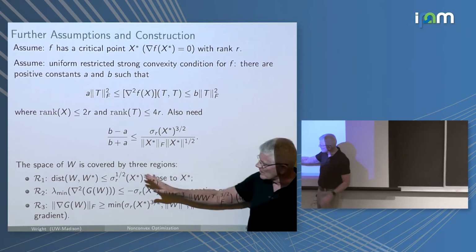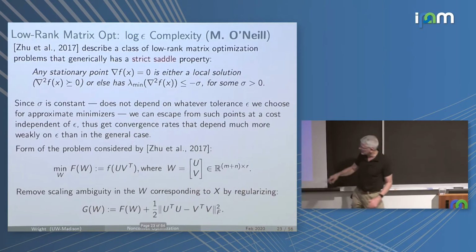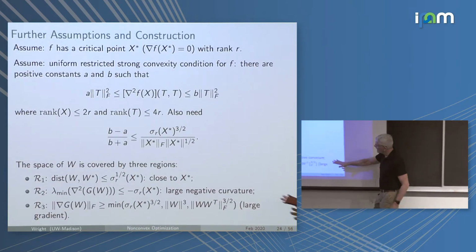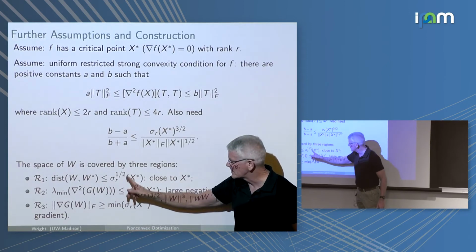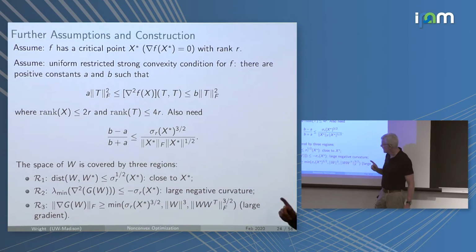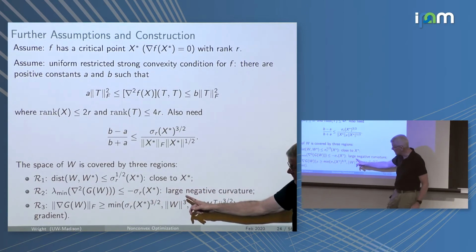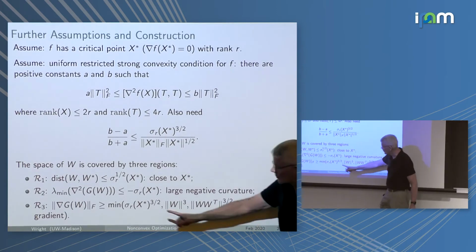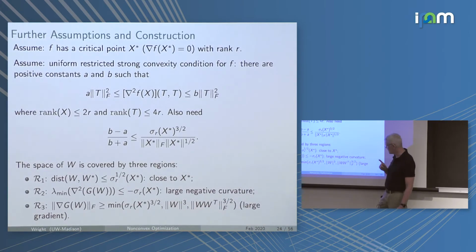But basically what they show is that you can take the space that W lives in, W is just the alternative representation of U and V, and bust it up into 3 regions. There's a region where you're close to this minimizer, closer in distance than sigma r to the 1/2. There's another region, possibly overlapping, this isn't necessarily a partition, but it does cover the whole space. There's another region where you've got significant negative curvature in the Hessian of the G, which is the thing you're minimizing. And there's a third region where the gradient is large in terms of, again, sigma r and the norm of W.